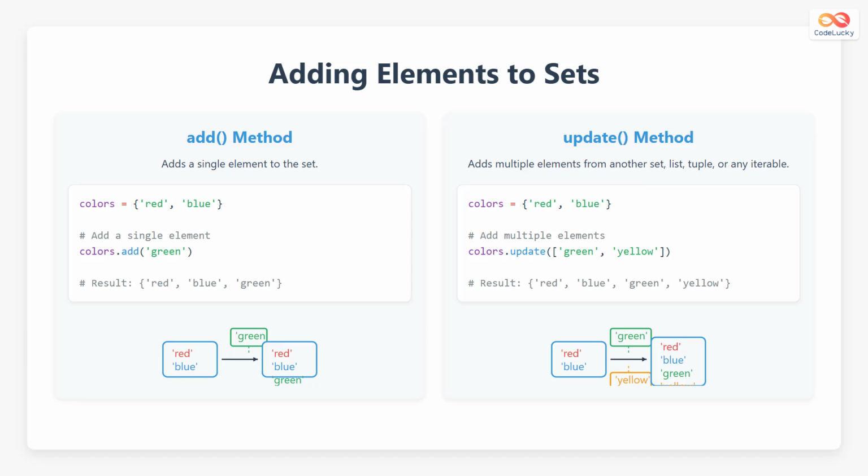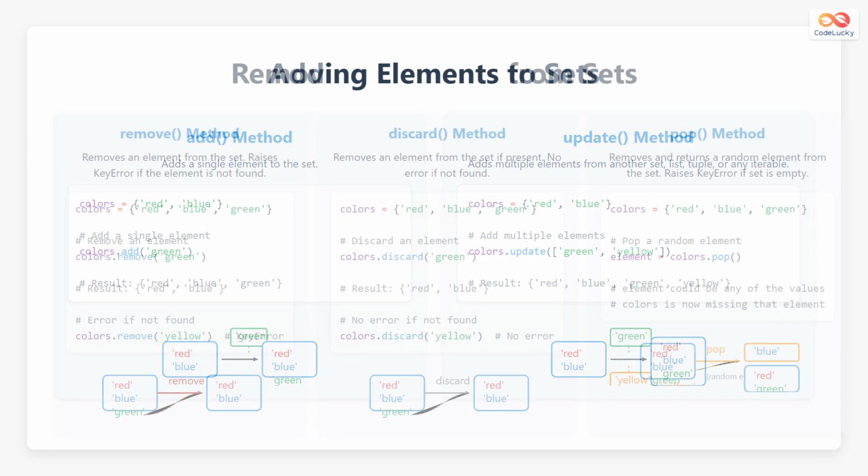The second method is the update function, which adds multiple elements from another set, list, tuple, or any iterable. For example, if you have a set called colors containing red and blue, you can call the update function, passing in a list containing the strings green and yellow, and the set will be updated to contain red, blue, green, and yellow.